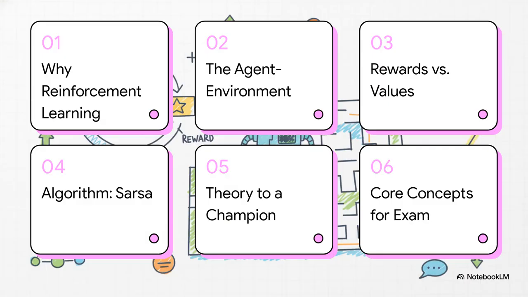Let's dive in. Okay, so here's the plan. First, we're going to tackle why reinforcement learning is even a thing. Then we'll get into its core framework, the real nuts and bolts. After that, we'll unpack the difference between two super important ideas, rewards versus values. Then we'll see it all in action with a classic algorithm and a pretty mind-blowing world champion example. And of course, we'll wrap everything up with a quick summary that's perfect for your exam prep.